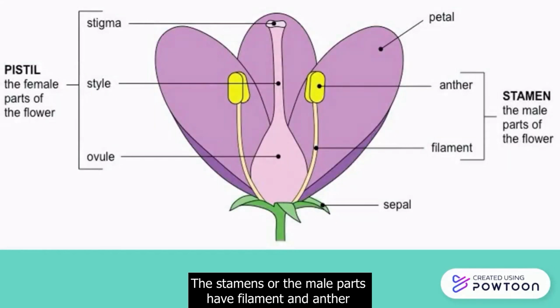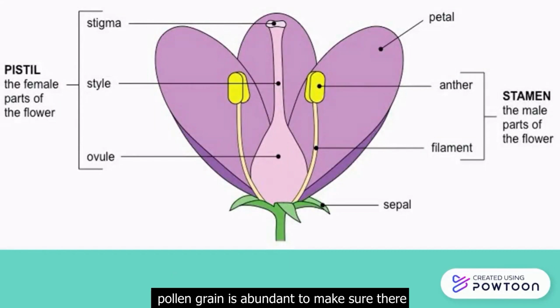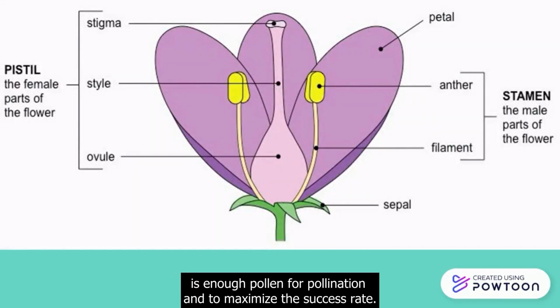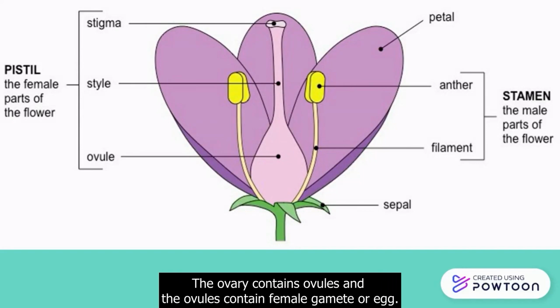The stamen or the male part has filament and anther, while the anther itself has pollen grains that contain male gametes. Pollen grain is abundant to make sure there is enough pollen for pollination and to maximize the success rate. As for the female part, the pistil consists of stigma, style, and ovary. The ovary contains ovules, and the ovule contains a female gamete or egg.